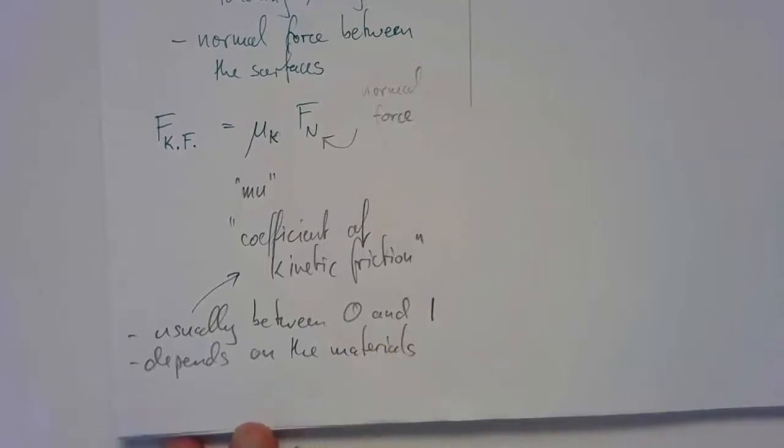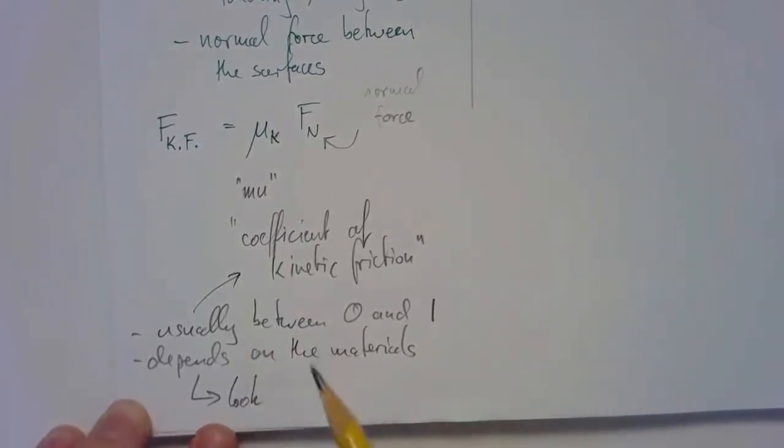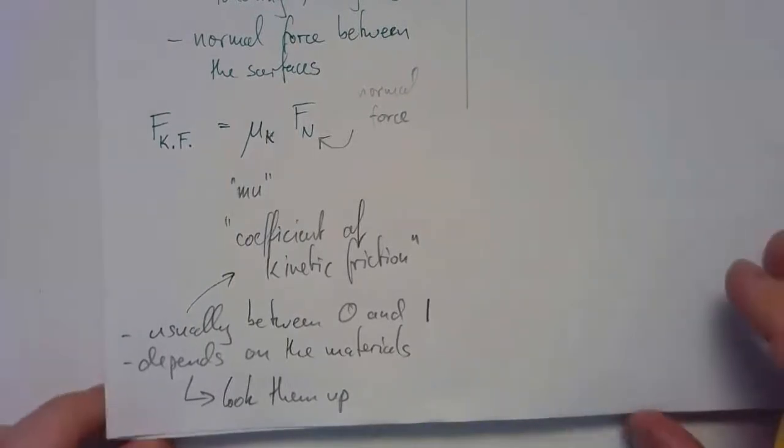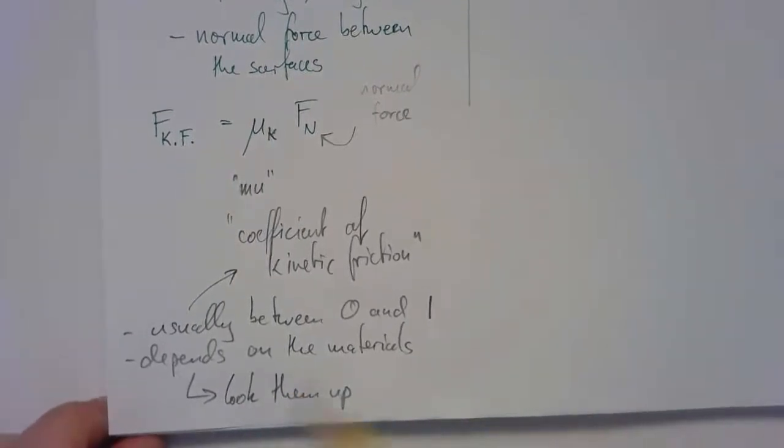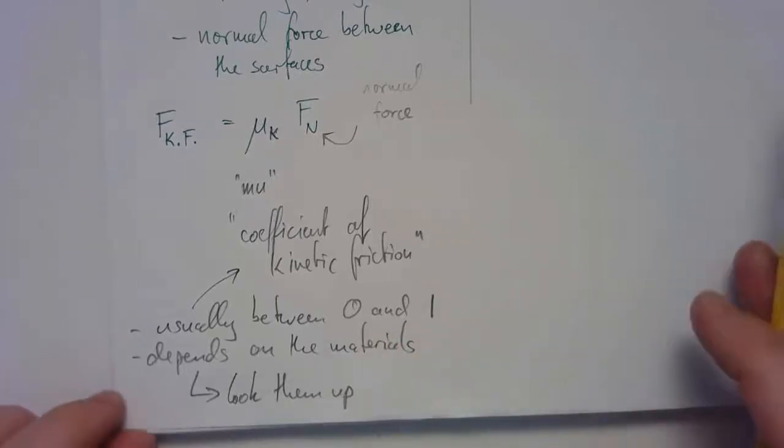That's important for driving. Or maybe wet concrete and dry concrete. You can sort of separate them out. So it depends only on those, so you just have to look those up. And if you come across a problem, maybe in your homework, where it doesn't give you the value but tells you what the materials are, you can look it up. There are tables for that. There are some basic ones in your textbook, and there are really long ones online for all sorts of different types of metal on each other, different types of wood on each other, and so on and so forth.